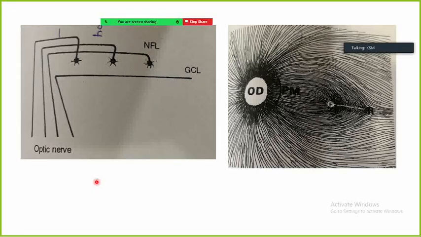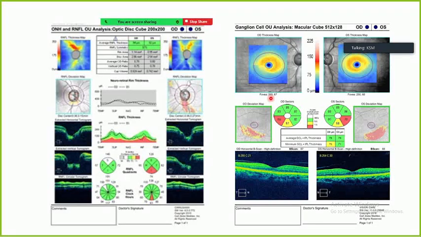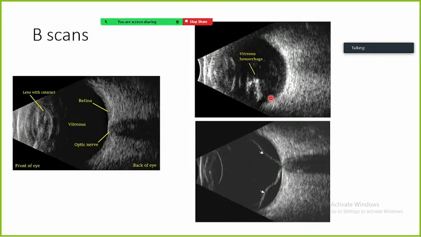So this is how the optic nerve is formed from the retina. You have the ganglion cell layer and nerve fiber layers, which go into the optic nerve. So these are the OCT images we do for glaucoma.